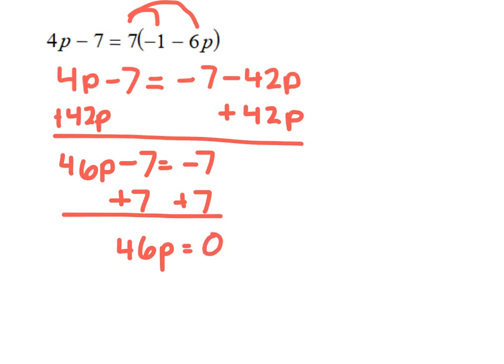And the last thing we have to do is undo the multiplication of 46 and p. So I'm going to divide both sides by 46, and that will give me that p is equal to 0.